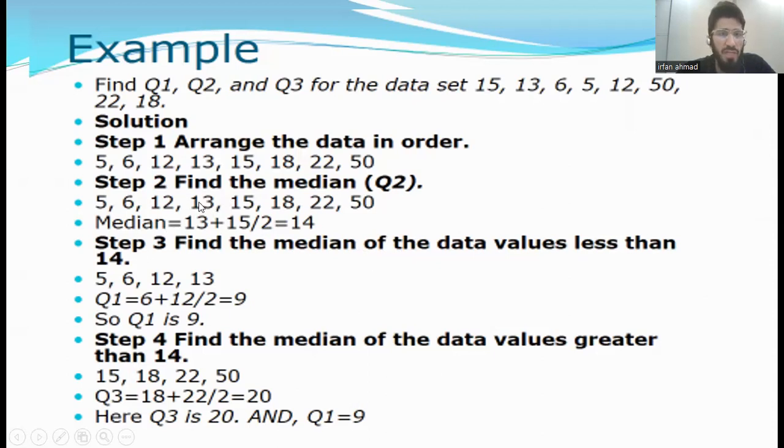Now find the median of the data values less than 14. The values less than 14 are 1, 2, 3, 4. Again it is even, so we sum up the middle two, 6 plus 12 divided by 2 is 9. So Q1 is 9, below which 25% of the data exists. To find the median of the data greater than 14, that is Q3. We find Q3 by following the same procedure. So Q3 is 20 and Q1 is 9.